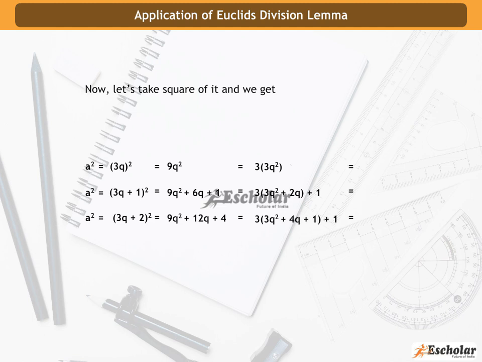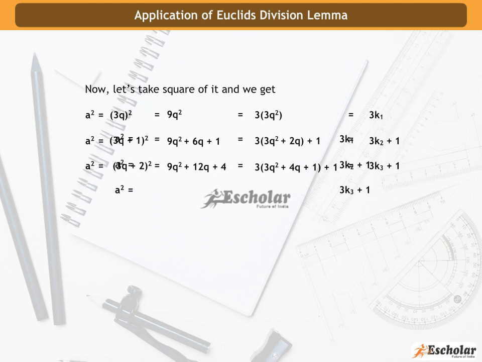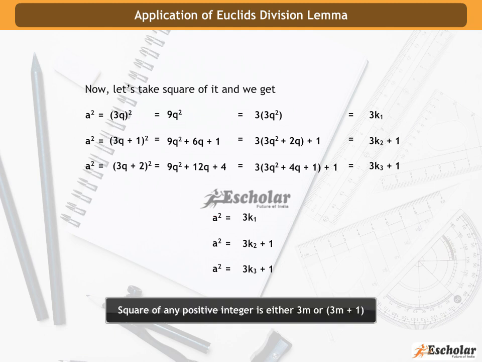We can represent a square as 3k1, 3k2 plus 1 and 3k3 plus 1, where k1, k2 and k3 are some positive integers. So we can say that the square of any positive integer is either of the form 3m or 3m plus 1.